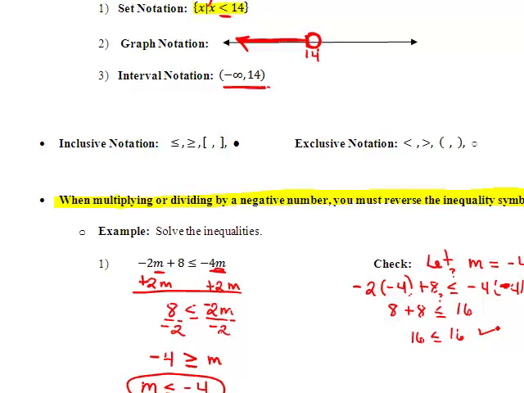If you were to choose a value greater than negative 4 and checked it, it wouldn't check. So again, with your inequalities, when you check them, you want to be sure and choose more than one value when you're checking. Here, I'm just checking it with one single value.